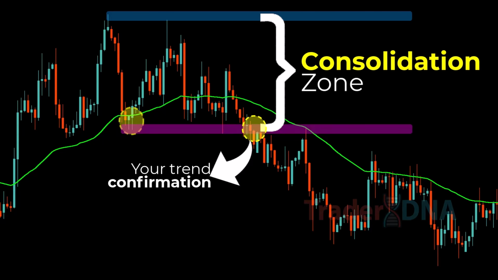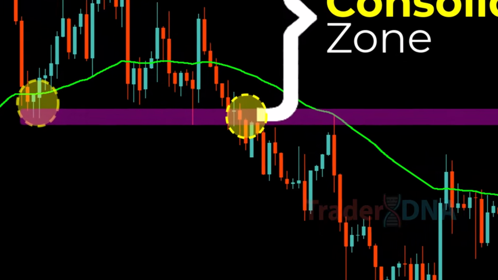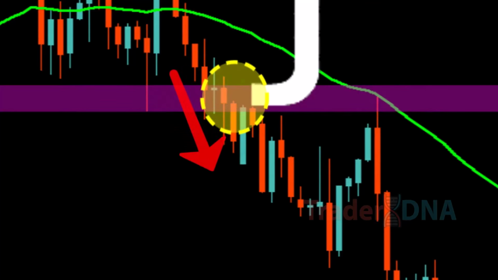your trend confirmation. Oh, and one more pro tip. If you see wicks piercing through those levels, always adjust to the lowest or highest wick. That's your true boundary. Everything between those lines is noise. But once you see price break through decisively, that's when the magic happens. Look here. Price breaks below the zone and bam, that's our official downtrend confirmation.